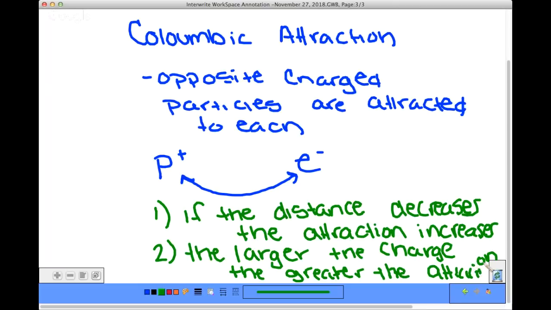Sorry about that. So if we have more protons, those electrons are going to be pulled in tighter. If we have fewer protons, they're not going to be held as tight. So that's our idea of Coulombic attraction, and we use this idea of Coulombic attraction to explain the periodic trends that we have talked about. So that is Coulombic attraction.